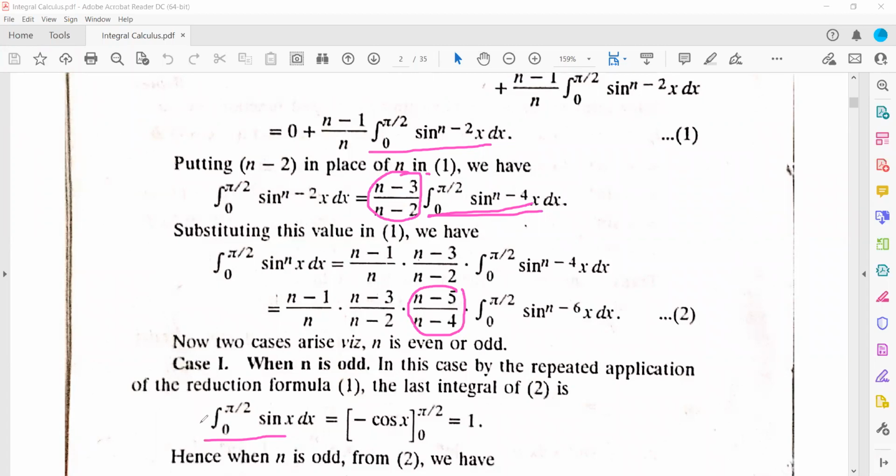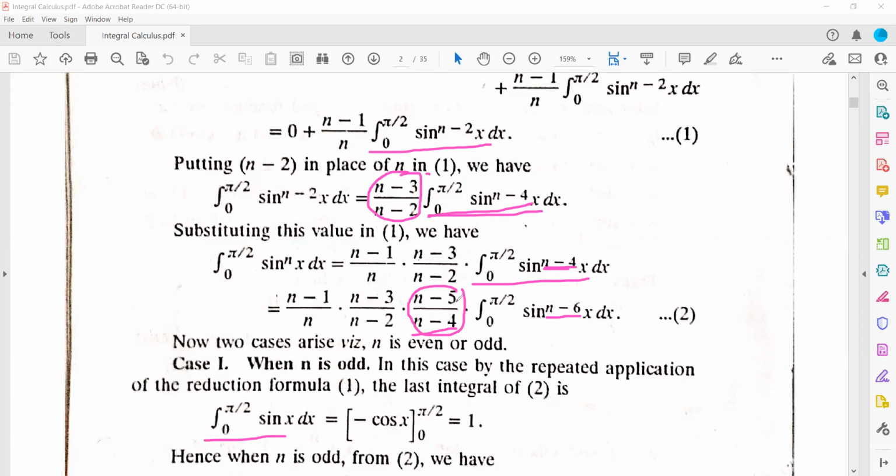What will be that coefficient? Very simple now. Whatever the power of sine you are getting here, after integration of this, its coefficient will be what? See here, the relation I already explained. What is the relation in the coefficient? If the power of sine is n minus 4, then what you are writing? n minus 5 by n minus 4.